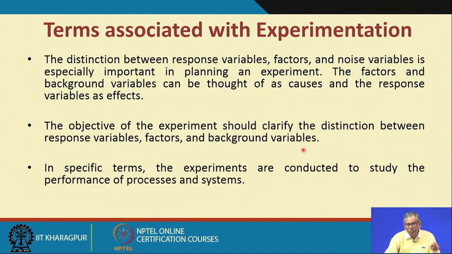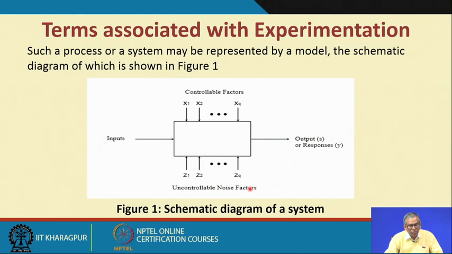So when you set the objective, it must be made very clear so that there is no confusion. In specific terms, the experiments are conducted to study the performance of processes and systems. So that we already insist on. And how do you represent a system in this context?